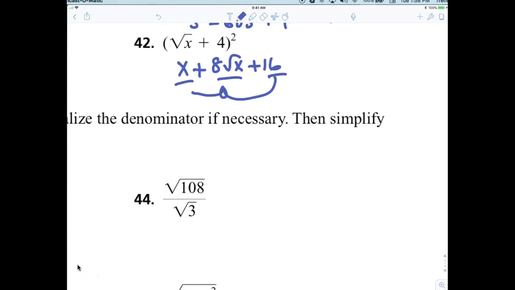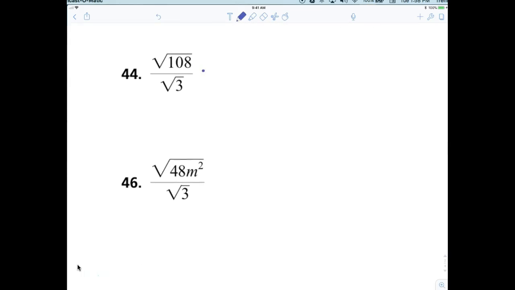Now, I want everybody to take a look at 44, because again, the multiplication and the division are kind of the same. What I want you to remember is the square root of 108 divided by 3 is the square root of 36, and the square root of 36 is 6. So you can divide just like you can multiply.